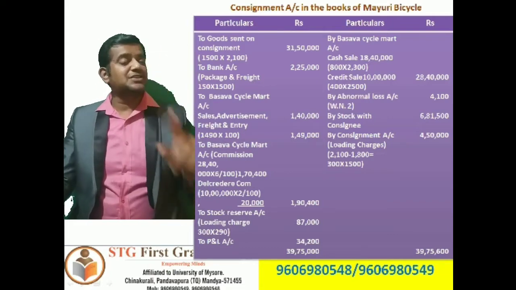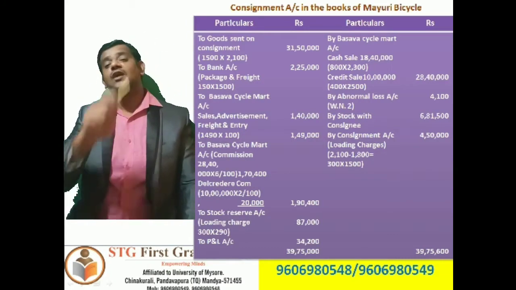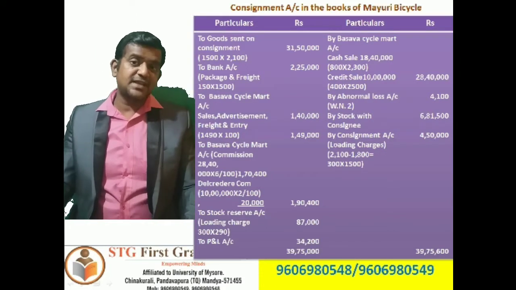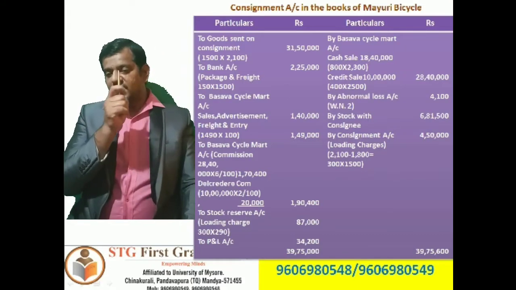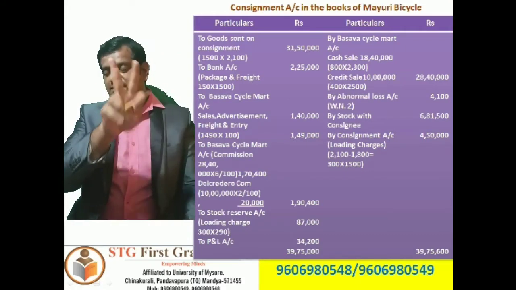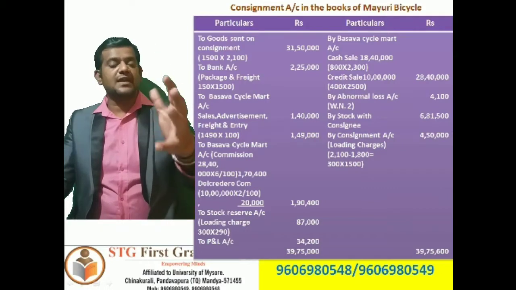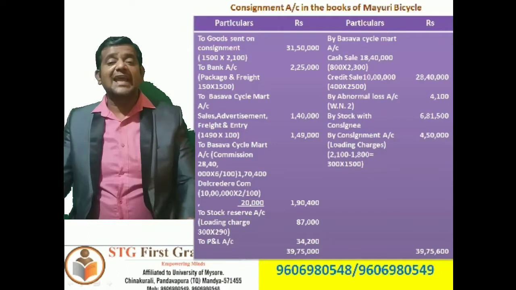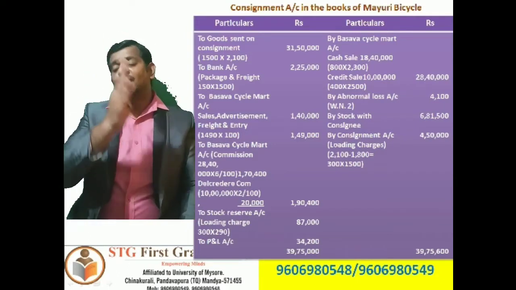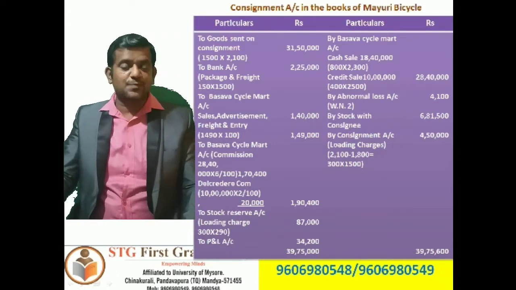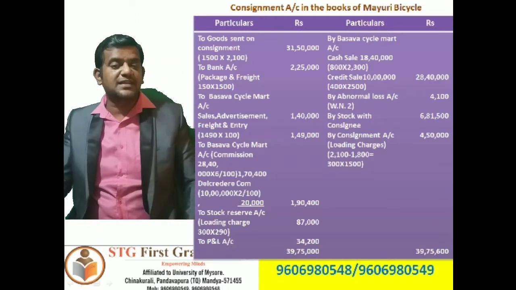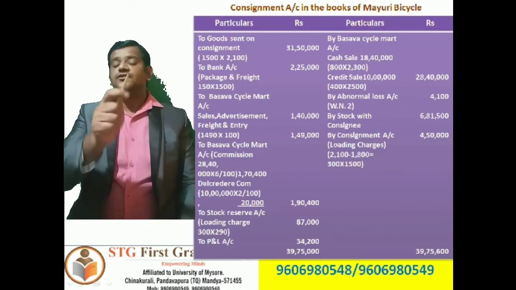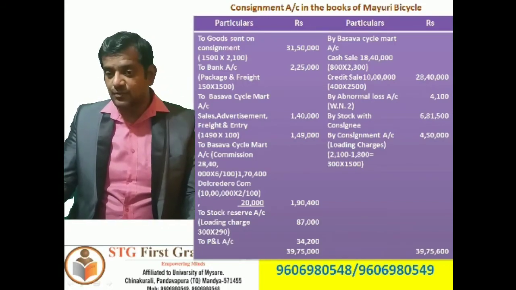Move towards the credit column on the consignment account. Write down by Basava Cycle Mart account. So there are cash sales and credit sales. Two types of sales are there, so I'm taking one by one. Take down cash sales first. That is 18,40,000. How come? How many bicycles sold on cash? 800. What was the selling price of each bicycle? 2,300. So 800 into 2,300, you're going to get 18,40,000 rupees.